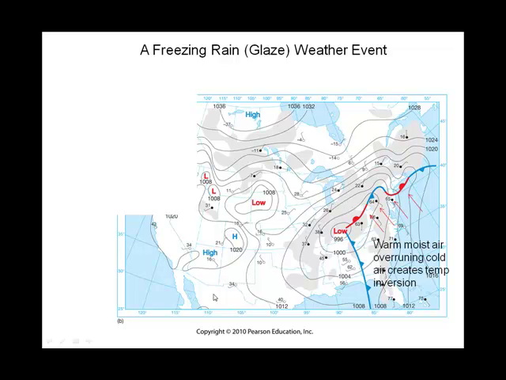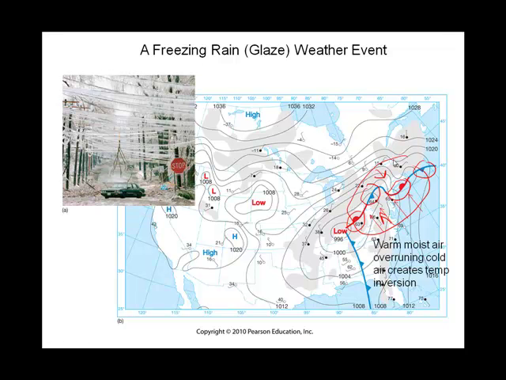Oftentimes with this frontal wedging, of course, they're associated with a front. We'll talk more about fronts, but the blue line here is showing cold air is headed this way, and the red line here is showing you that warm air is headed this way. This is actually an example of what we call a stationary front, and that overrunning causes a temperature inversion. And this is a photo of your freezing rain, freezing on contact event. Must have been a shallow temperature inversion.